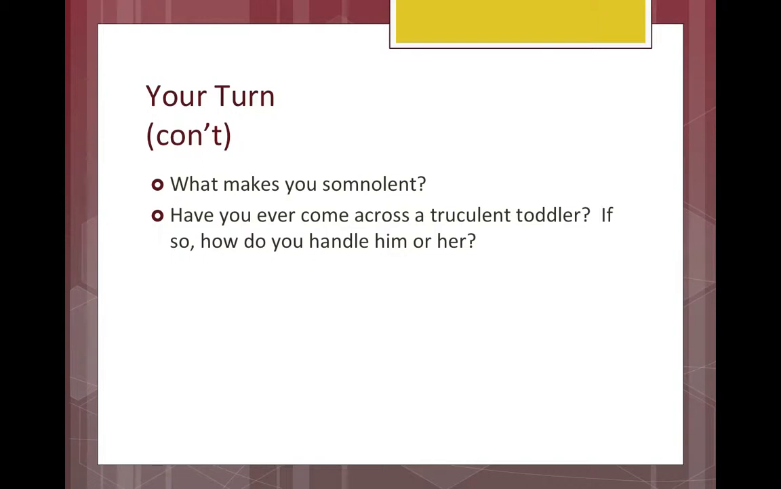We call them the terrible twos. If so, how did you handle him or her? A truculent toddler would be somebody who just sits down in the middle of the store and starts screaming and throwing their arms and legs around. They're ready for an argument. They just are in a bad mood.